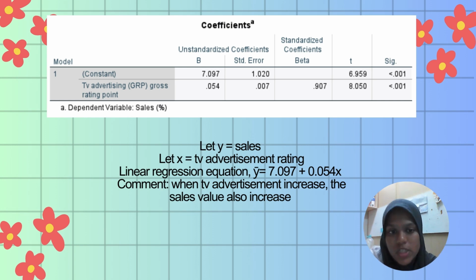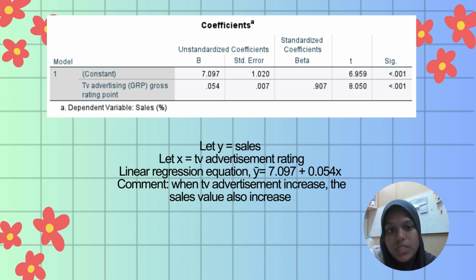From the regression equation, the slope of the regression line is 0.054, which means that if the rating point of TV advertisement is decreased by 1%, the number of sales also will be decreased by 0.054. Based on this table also, we can determine the idea of scatter plot between these two variables, where it is supposed to be positive correlation. As for the comment, when TV advertisement increases, the sales value also increases.